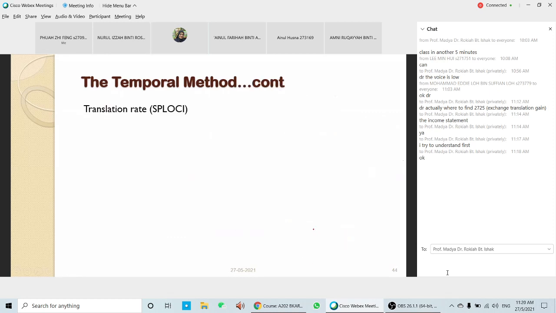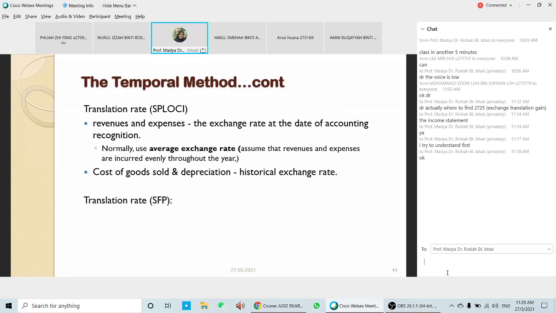For the items related to the statement of profit or loss, revenue and expenses, we use the average rate. But for cost of goods sold and depreciation, we use the historical rate. This method is a little bit complicated. Depreciation uses the historical rate. Beginning inventory and ending inventory use their own rates, the rates at the time when you acquired these two assets.